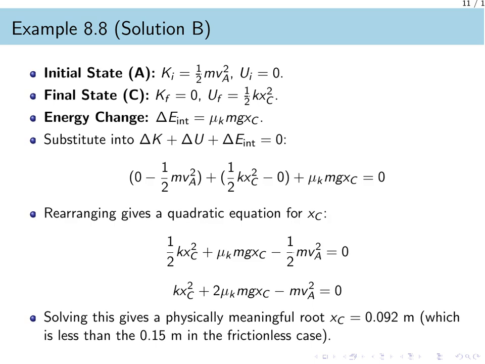If we rearrange this, we get a quadratic equation for x sub c. We have a term with x sub c squared, a term with x sub c, and a constant term. Solving this quadratic equation gives a physically meaningful positive root of x sub c equals 0.092 meters. As we expected, this is less than the 0.15 meters from the frictionless case, because some of the initial kinetic energy was transformed by friction.